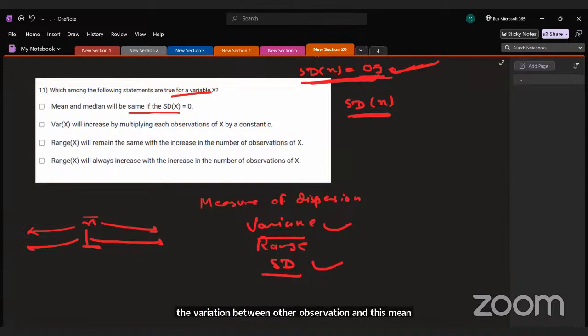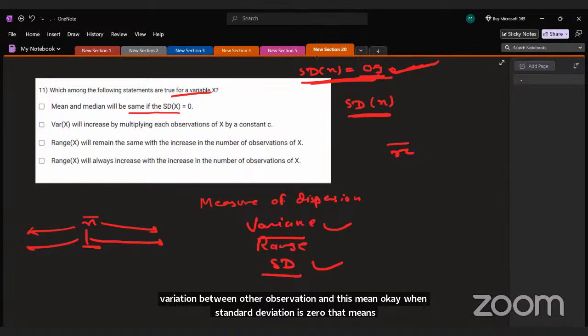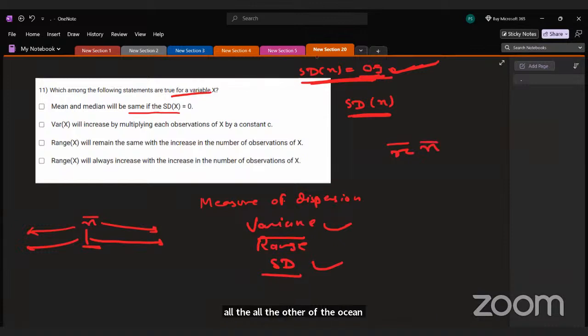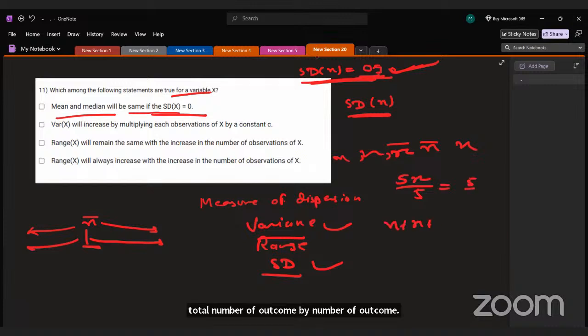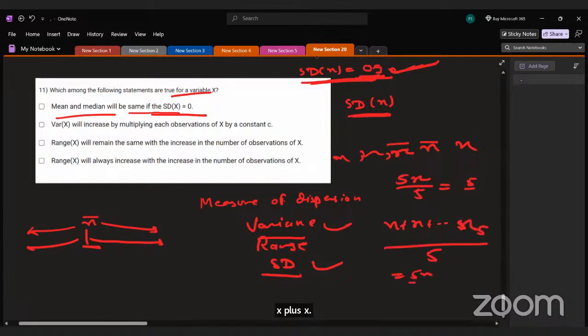When the standard deviation is 0, that means all the other observations don't vary even a little from the mean. So every single observation is the same. So if the standard deviation is 0, mean and median will be the same. What is the mean? The mean will be the sum of the 5 outcomes divided by the total number of outcomes: x plus x, we have 5x here. So 5x by 5, the mean will be x only.